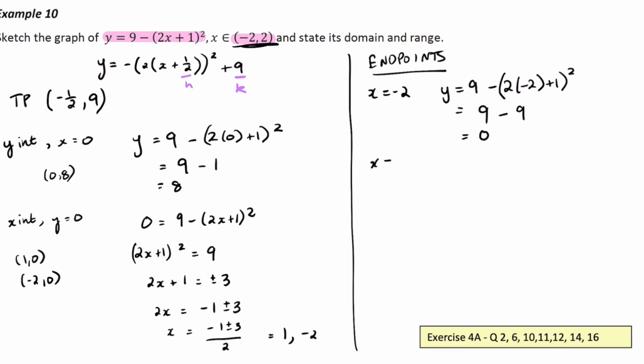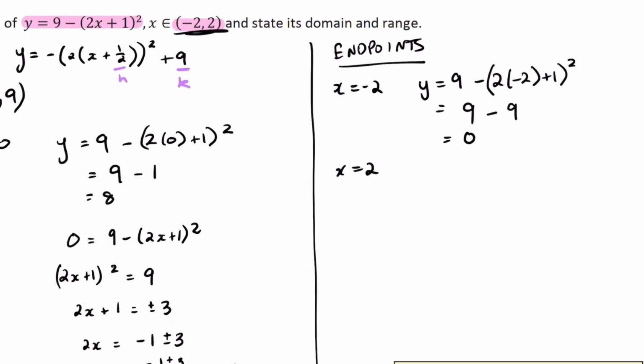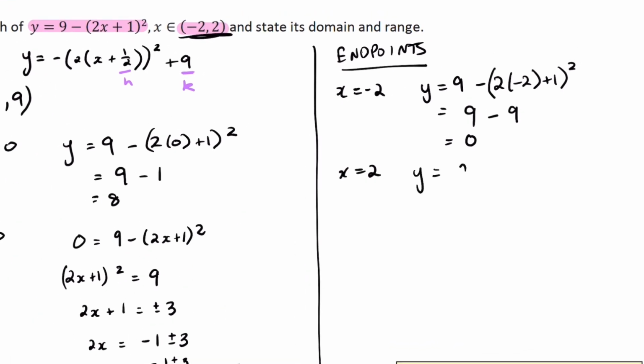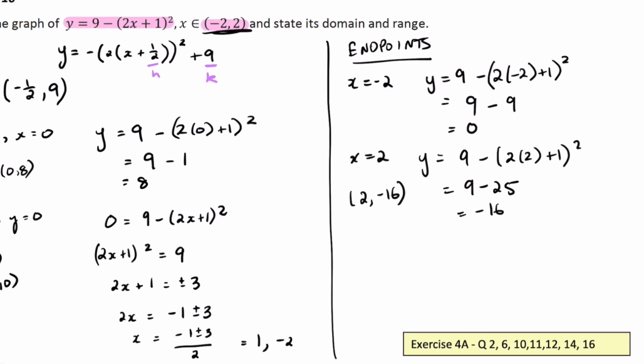Then I'm going to do it for x equals 2. So that'll be y equals 9 minus, 2 times 2 plus 1, all squared. 2 times 2 is 4, plus 1 is 5. 5 squared is 25, so I end up with 9 minus 25, which will be negative 16. So when x is 2, y is negative 16.